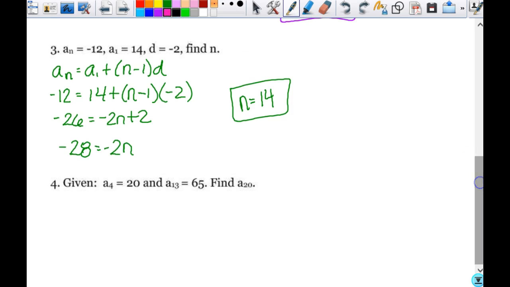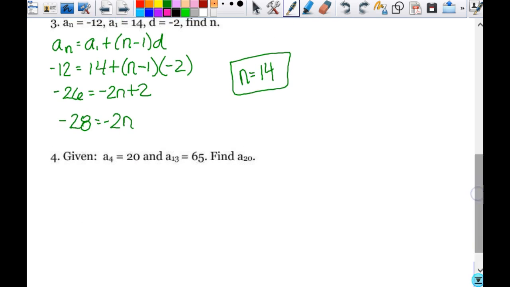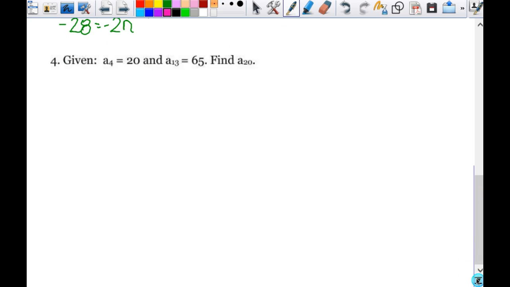So now we're given these things, and I want to find a sub 20. Well, in order for me to find a value, I have to know a sub 1. Do I know that? No. I have to know n, which I do know for this is 20, and I have to know d, which I don't know. So I don't know a sub 1 and I don't know d, but I can figure them out if I take what I do know and substitute it in.